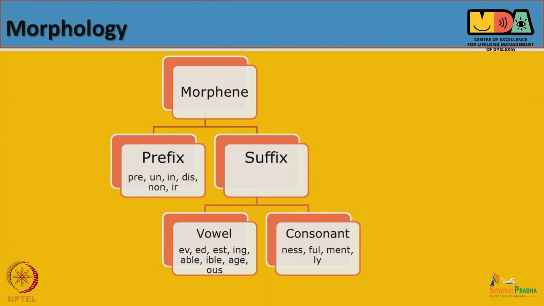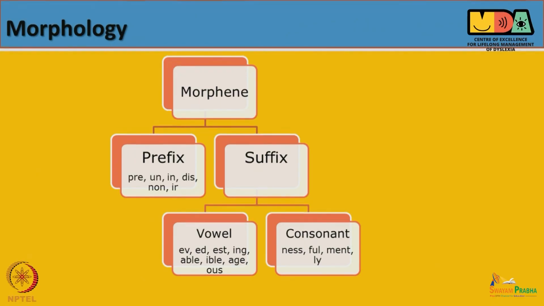Suffixes, however, are a little more difficult. We have two kinds of suffixes. One is the vowel suffix and two is the consonant suffix. Consonant suffixes, again pretty simple, are suffixes that begin with a consonant like ness, full, meant and ly, to name a few. The vowel suffixes, however, are where all the rules come up.